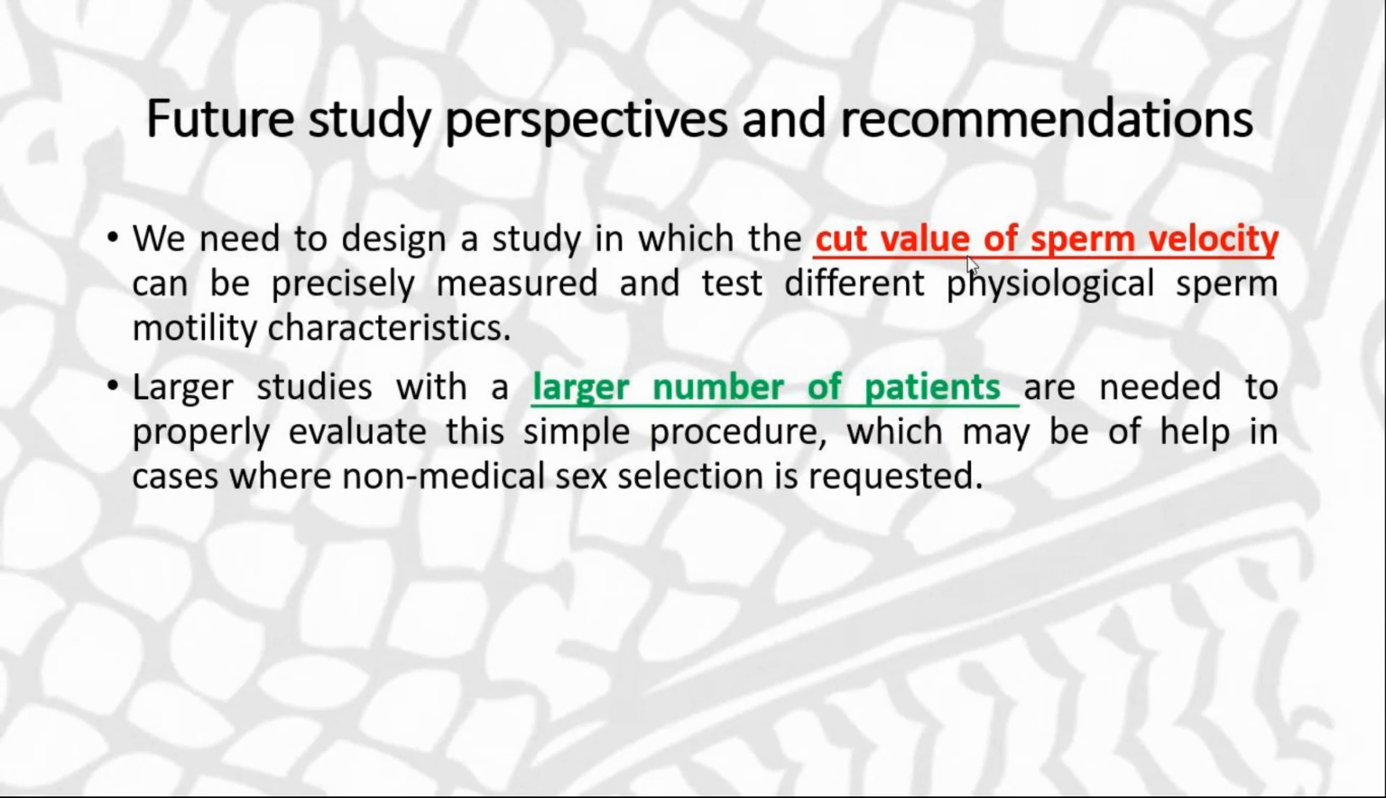Okay, as a future study perspective, I think we need to design a study in which the cut value of sperm motility could be measured and identified, because in our study we used just the subjective assessment: this is a rapidly moving sperm and this is a slowly moving sperm. I think in the future we need to use this cut value of sperm velocity, and of course larger studies with larger numbers of patients for more precise evaluation of this technique in selecting sperms for XCPGD cases. Next.